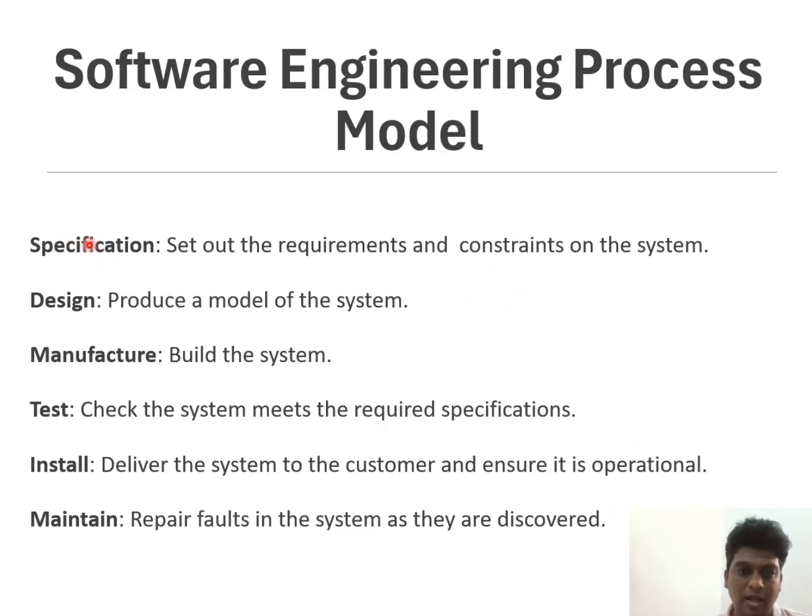Now a simple process model for software engineering. First is the specification: what are the requirements needed for that particular software development? Then how are we going to design the model? We have to build the system. After building the system, we test it using a software testing engineer. Then we install the software at the customer's site and check that all the functions are operational. If there are any errors, we have to provide proper service for them.